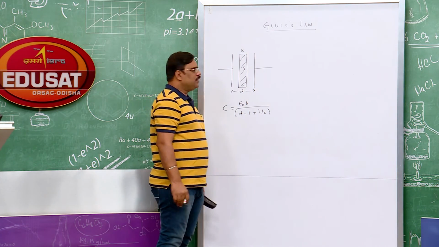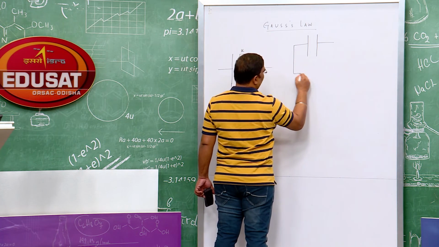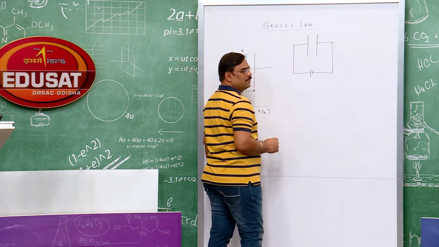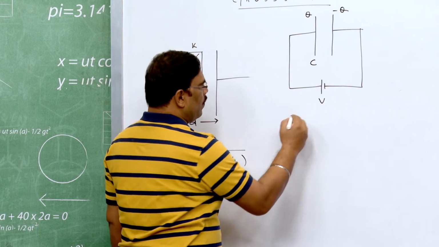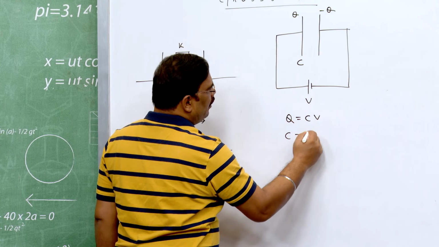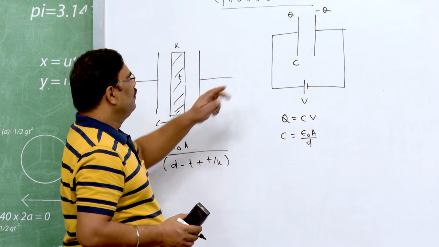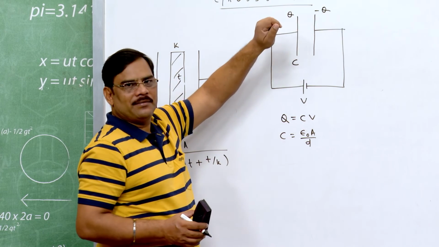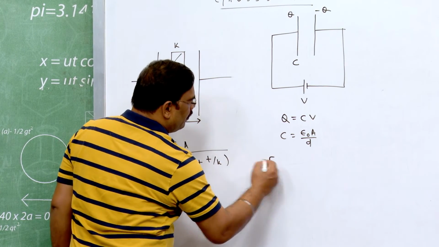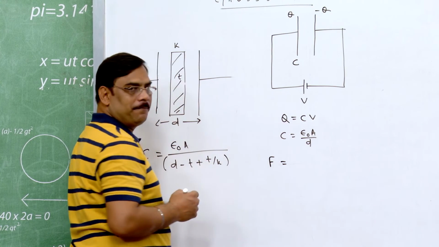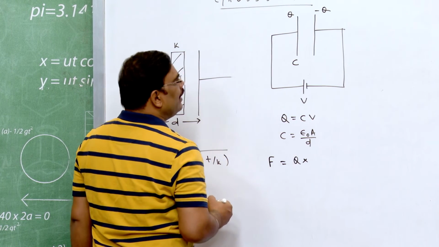Let us consider a situation where a capacitor is charged with a potential V, C is the capacity and Q is the charge on the capacitor, where Q equals C V and C equals epsilon 0 A by d. Okay. Now, since these charges are positive and negative, they must have a force of attraction between them. The force of attraction F between the two plates will be F equal to charge Q into the electric field at that point.